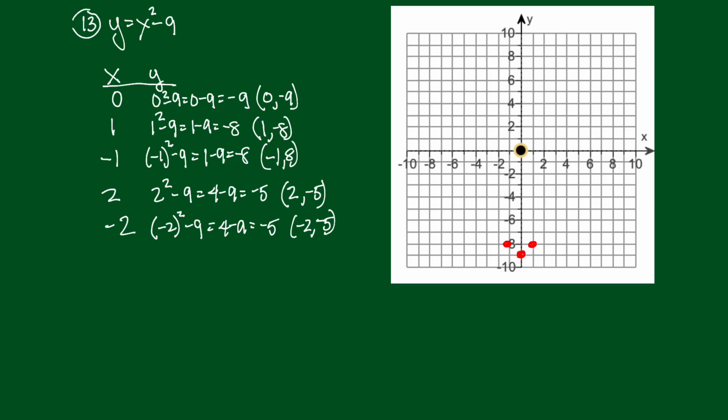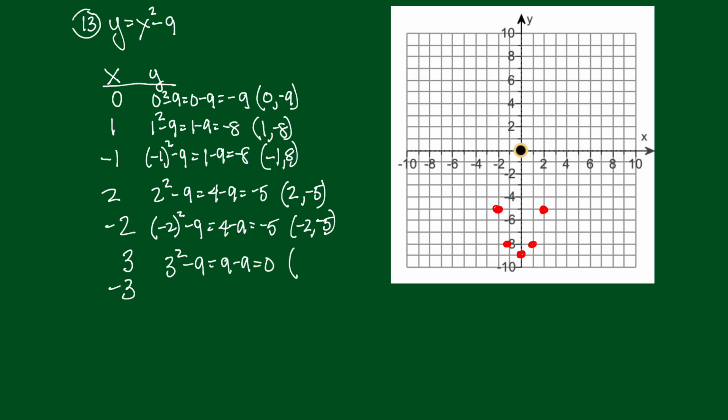So let's plot those points. Here's 2 to the right, down 5. 2 to the right, down 5 puts us here. And 2 to the left, down 5 puts us here. Now let's go with a 3 and a negative 3. Now, putting this 3 in place of x, we will get 3 squared minus 9. Well, that's 9 minus 9, which is 0.